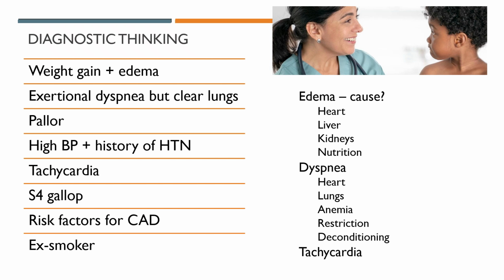Now combine these clues: an S4 gallop, long-standing hypertension, risk factors for CAD, and fluid retention. Taken together, these point strongly toward the heart as the central problem, though we'd need tests to confirm. But the key insight here is diagnostic thinking is pattern recognition. It's about weighing each piece of data, considering possible systems involved, and then pulling them together in a working hypothesis.